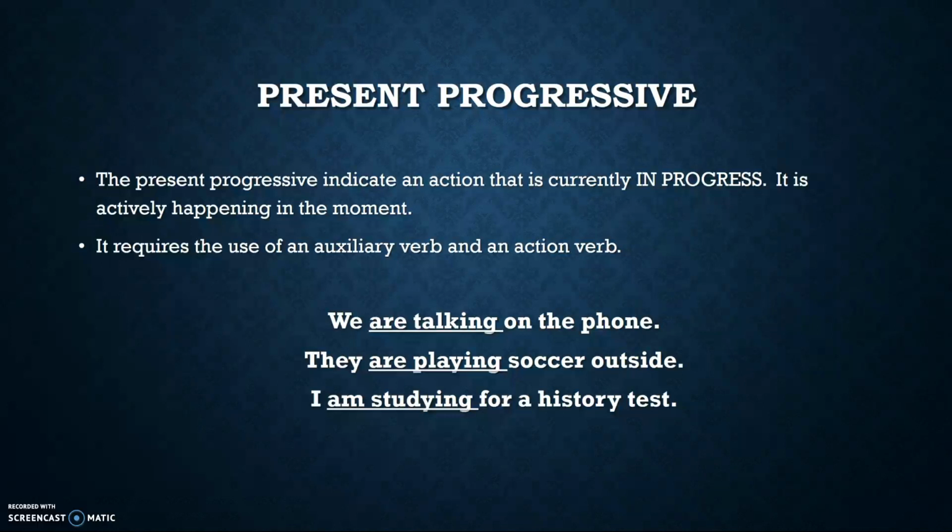We are talking on the phone. They are playing soccer outside. I am studying. Notice that there's the auxiliary verb are, am. And then the action verb is in its gerund form, which ends in ing: talking, playing, studying.